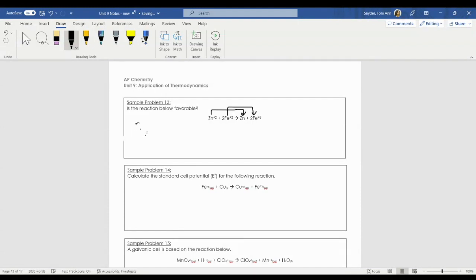That I have Zn plus 2, and that is going to combine with 2 electrons, and I'm going to produce zinc metal. That's the reduction potential. And in that case, I am producing negative 0.76 volts of energy.